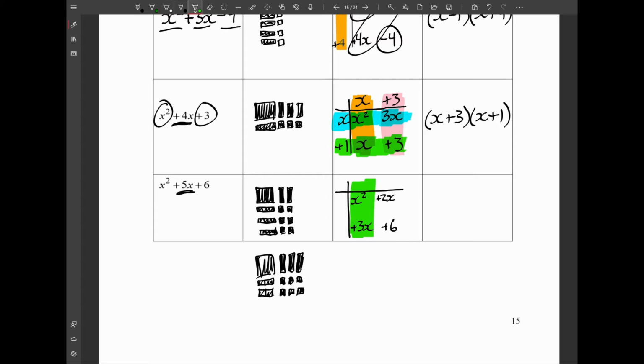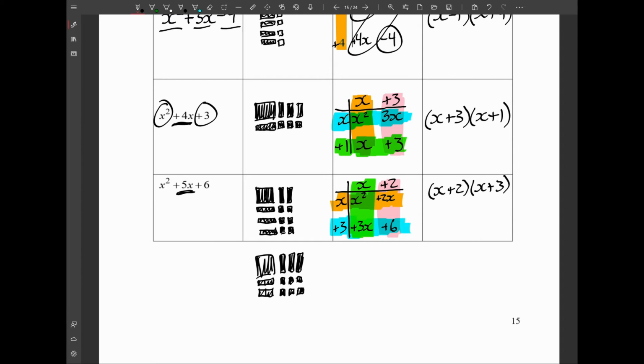These two, these two, these two, and these two. And I get in the green column, x is common. In the pink column, 2 is common. In the orange row, an x is common. And in the blue row, a 3 is common. So that makes my factors x plus 2 and x plus 3.